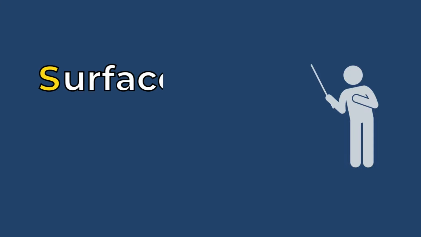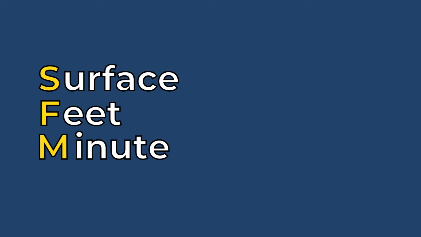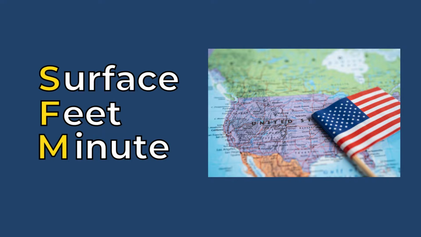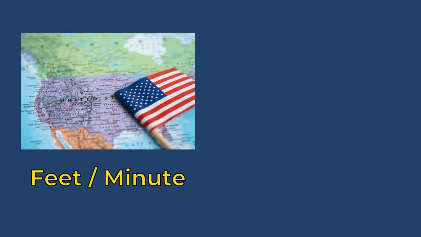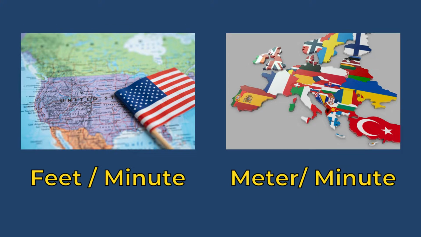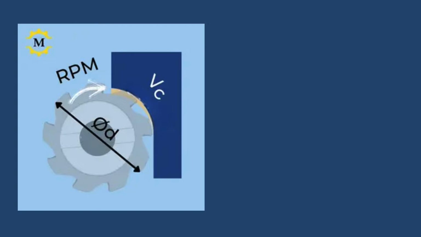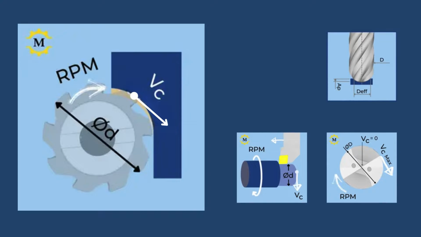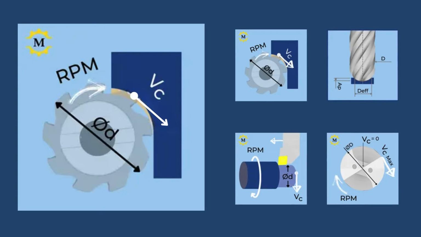SFM stands for surface feet per minute. It is the common unit to measure cutting speed in the United States, but is rarely used outside of the US. The speed is measured in feet per minute, instead of meters per minute, which is the standard unit used in most countries. The cutting speed is defined as the relative linear velocity between the cutting edge tip and the workpiece. It is utilized in different ways, depending on the application.